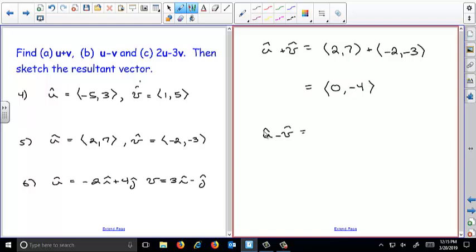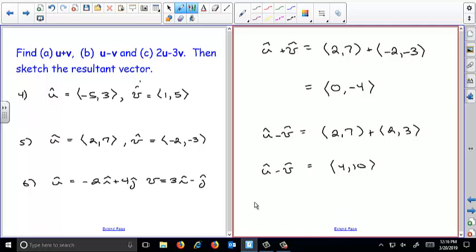u minus v is 2 comma 7 plus, change the signs here, 2 comma 3. So subtracting this is like adding the inverse, the additive inverse. So now we add them together, so you'll get 4 comma 10. Okay, so that's u minus v.